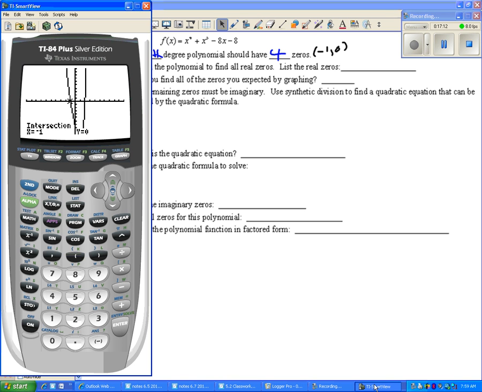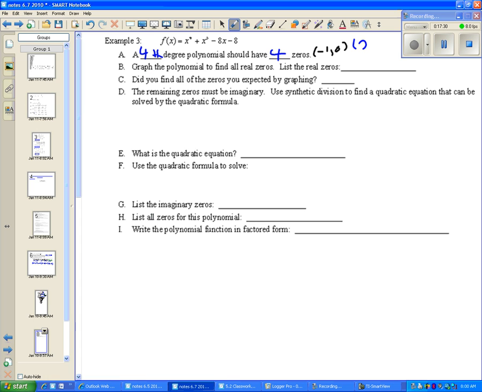Bring up my calculator again. Hit second trace to go to the calc. Hit number 5 for intersection. First curve, enter. Second curve, enter. I'm going to move over to the second point and hit enter. And it's going to be 2, 0. So the second point is 2, 0.